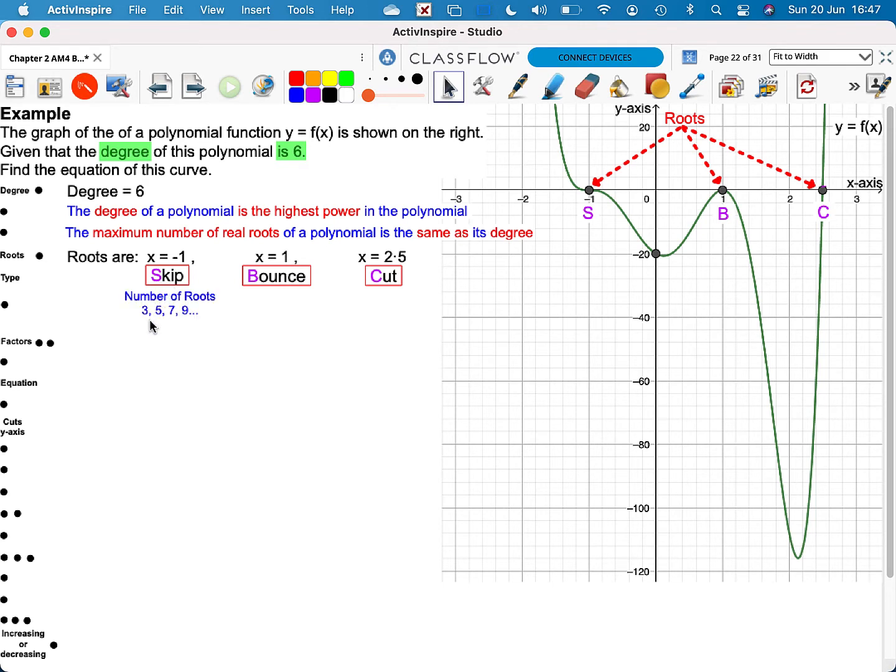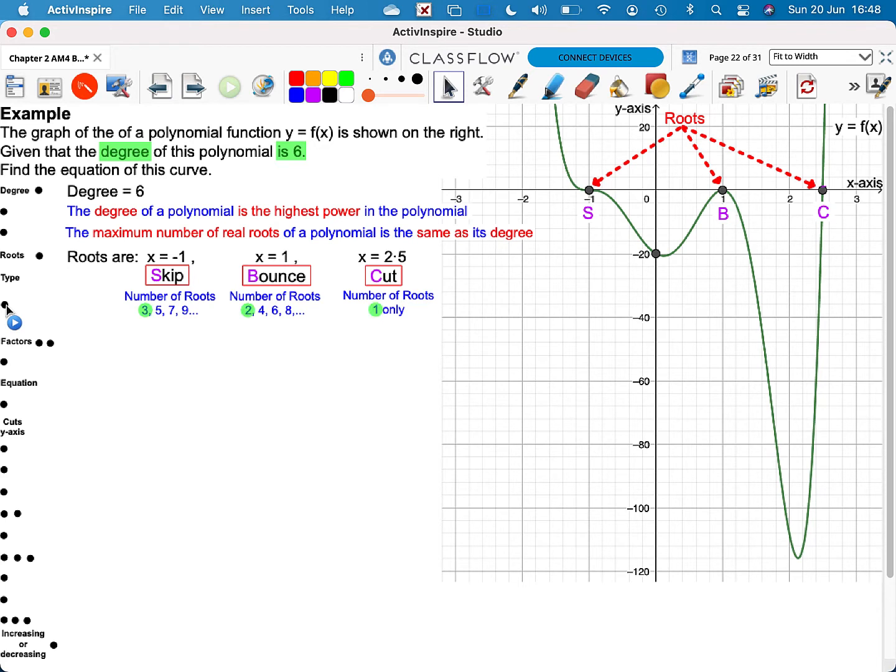Now we know that if it's a skip, then the number of roots, and you have to learn this, is 3, 5, 7, or 9. If it's a bounce, it'll be 2, 4, 6, 8, and that's the number of roots you can possibly have. And if it's a cut, then there is only one root.